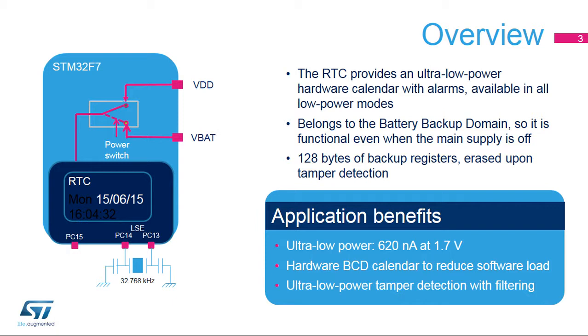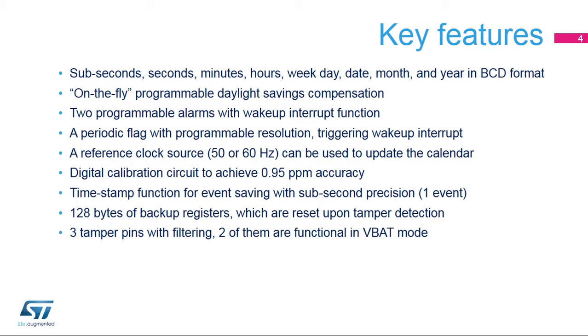The hardware calendar is provided in binary-coded decimal or BCD format to reduce software load, particularly when the date and time must be displayed. The anti-tamper circuitry includes ultra-low-power digital filtering, avoiding false tamper detections. The key features of the RTC are seconds, minutes, hours, weekday, date, month, and year, provided in a binary-coded decimal format. Subseconds are provided in binary format.